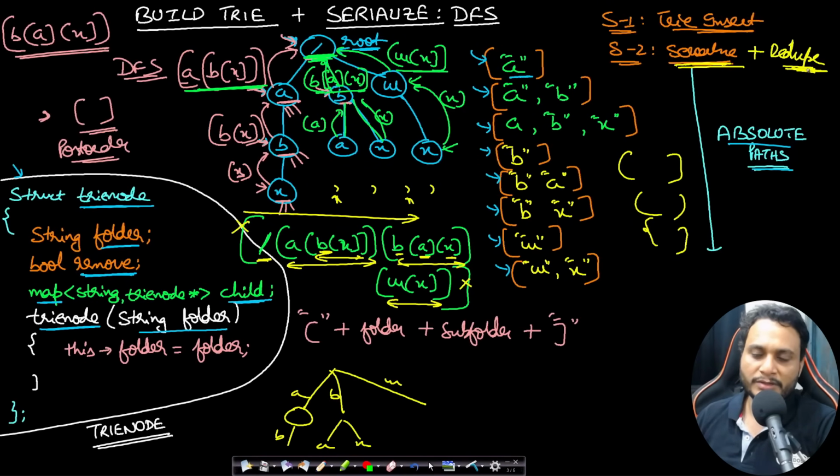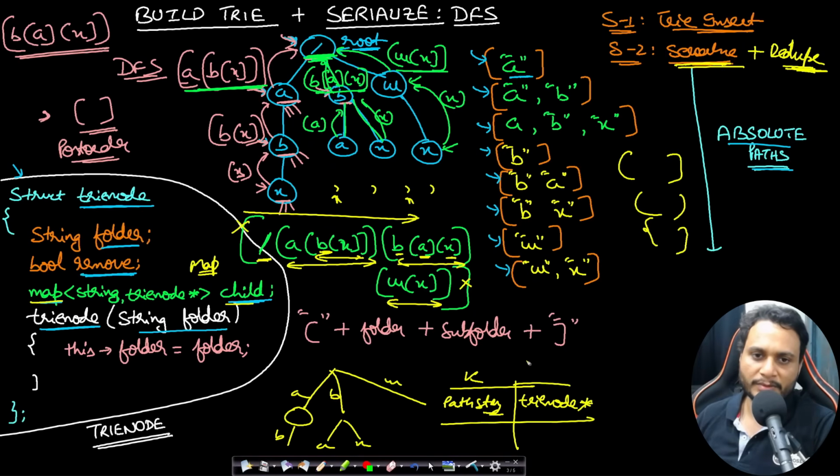In the case of deduplication, I have to remember what all paths I have already seen, so that if I see them again, I can mark that, okay, I need to remove it. And in order to do that, I will be using a map. The key part of the map is going to be the absolute path in the form of the string name, and the value will be the exact trie node. That means the address of that trie node.